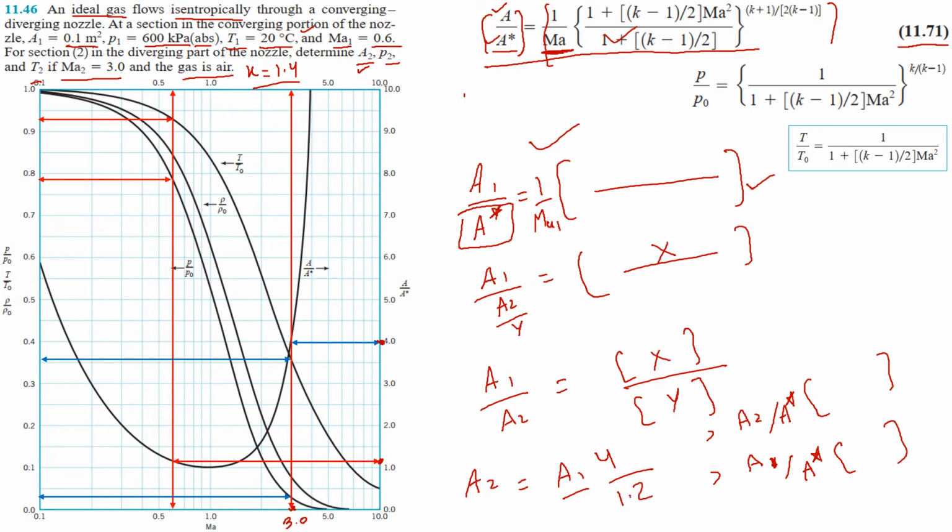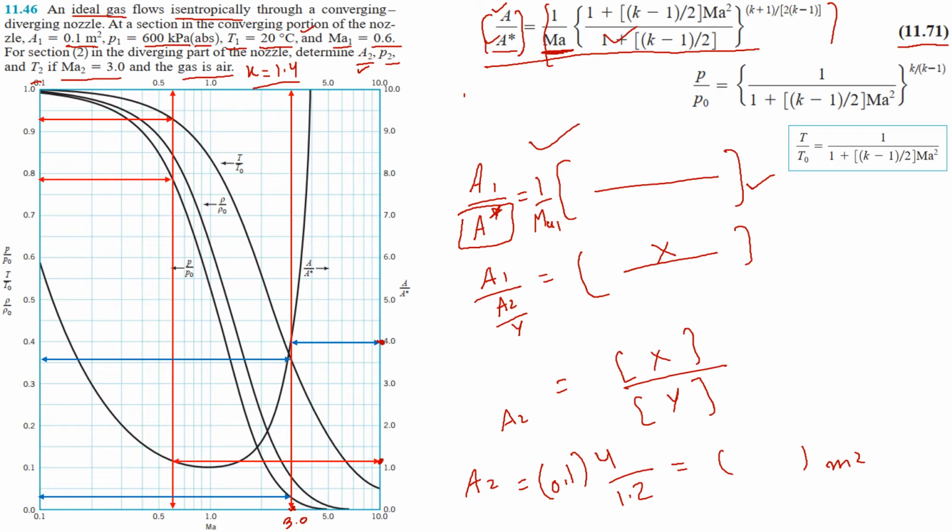Now I have my equation for A2, and I can find A2 because I know A1 that is given in the statement, and A1 right here is 0.1 meter square. By putting 0.1 meter square here, I can find my area A2 in terms of meter square. So this is our area that was required, A2. Now we need to find P2 and T2 also. So let's do that by rearranging the other two equations that are given to us.